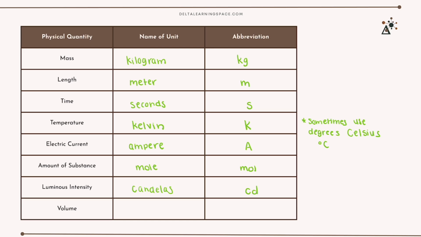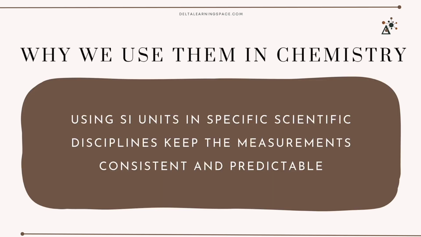And lastly, we have volume, which is not exactly an SI base unit, but it is a derived unit that we commonly use. Its SI unit is the cubic meter, abbreviated to m cubed. I included it because there are many times when we have to measure volume, like in gases. And just like with temperature, there is another unit for volume that we'll often see, and that is called liters, abbreviated to uppercase L. You may be asking why we use these units in chemistry. Using SI units in our scientific disciplines is important because it keeps the measurements consistent and predictable.